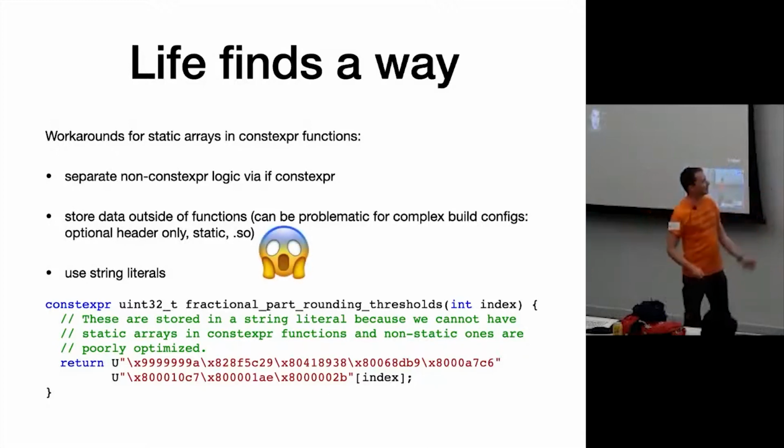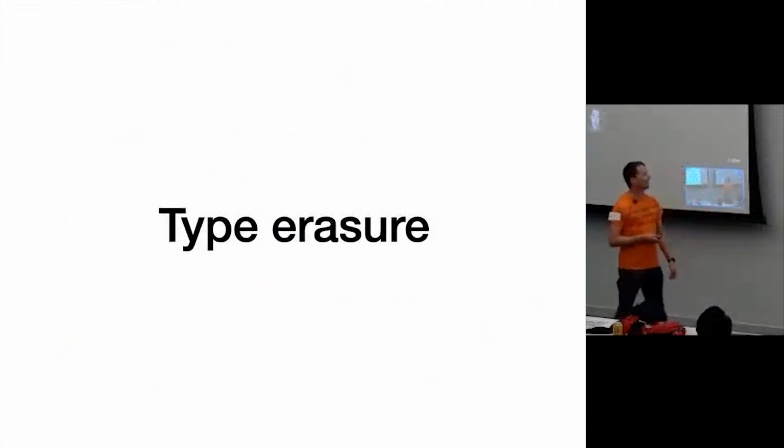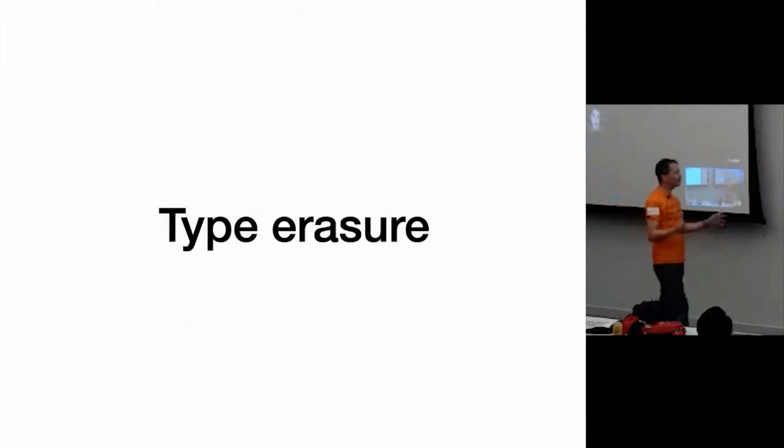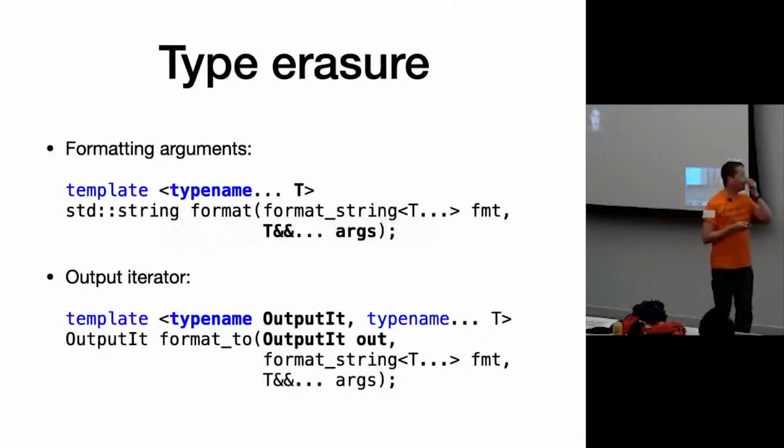So in C++23, you want to do the right thing. The second part of this talk is about type erasure. It will be smaller, so bear with me.